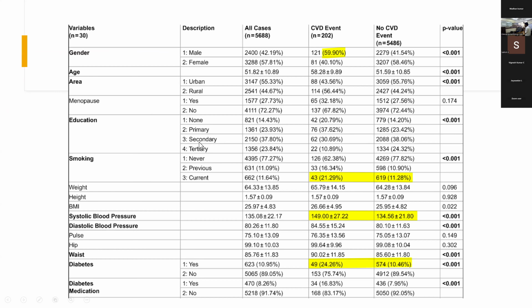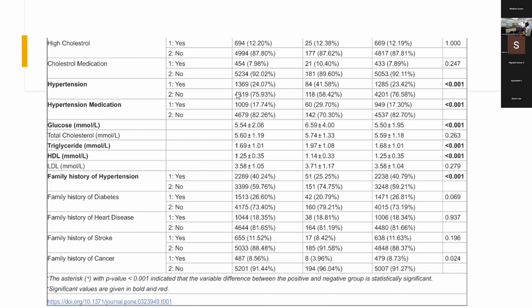And these are the baseline characteristics of the study participants. Overall, there were more females than males, and 11% of the participants were smokers. The average weight was around 64 kg. The average systolic blood pressure was 135. The diastolic pressure was 80. 10% of the participants had diabetes, and 24% of the participants had hypertension, and 40% had a family history of hypertension. 26% had a family history of diabetes.